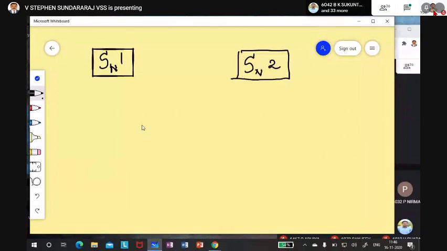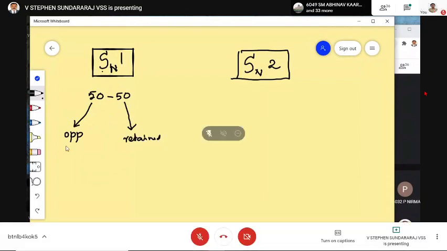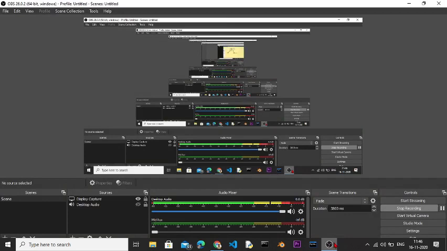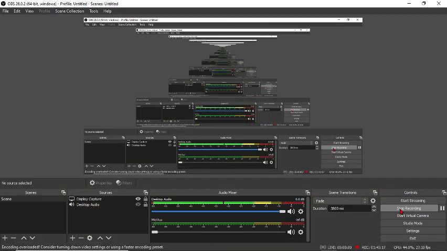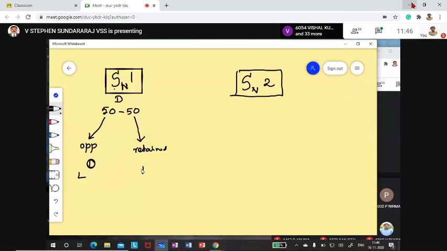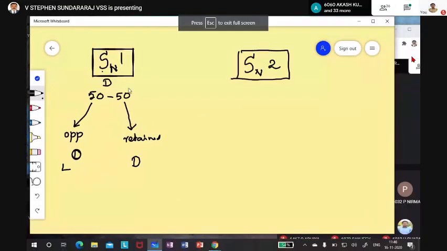In SN1, what I told you, two steps. That means you remember there are 50-50 chances. What is that? That the configuration of the starting material will become opposite 50% and retain 50%. Okay, so this is opposite 50%, retain 50%. That means if the starting material is a D configuration, here it will have a D configuration as well as an L configuration, opposite, as well as D configuration. And suppose that is in terms of configuration.